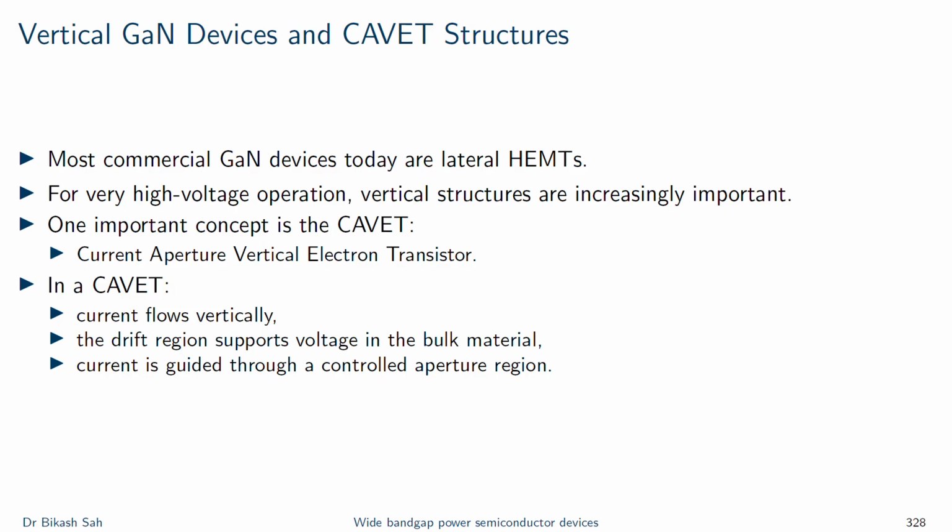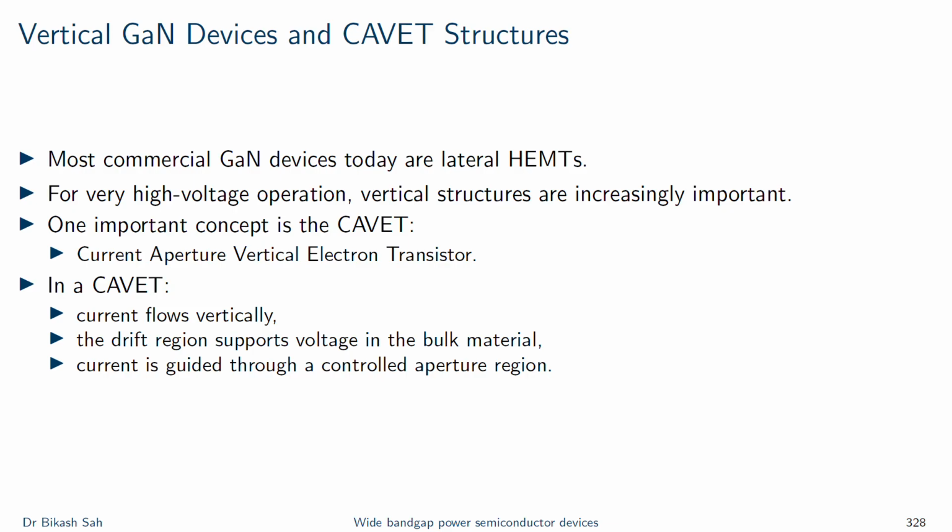This structure is attractive because it combines the high mobility of the GaN channel with vertical voltage blocking and current spreading. The aperture region acts as a controlled path through the current blocking layer. This is conceptually similar to controlling where the current is allowed to pass in a vertical structure. The reason we discuss CAVETs is that lateral GaN devices cannot indefinitely scale to very high voltage and current without large chip area and field management complexity.